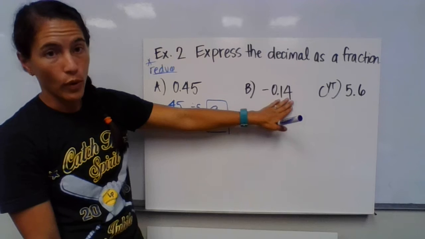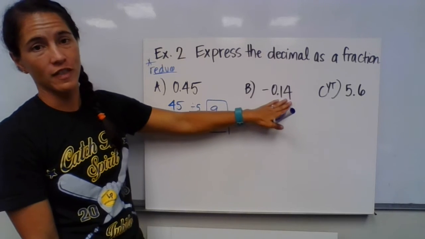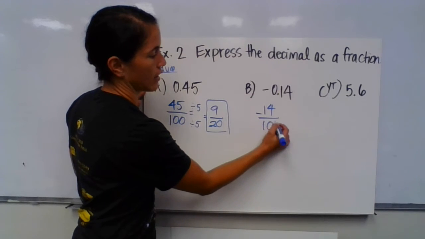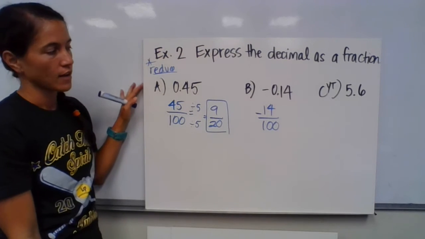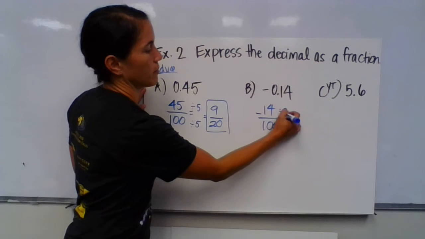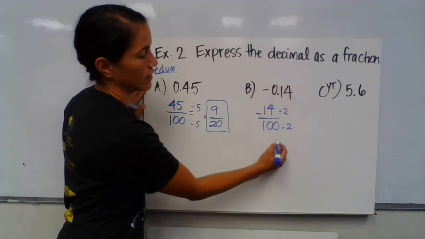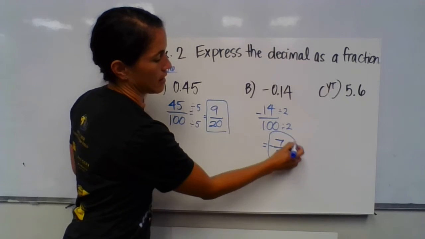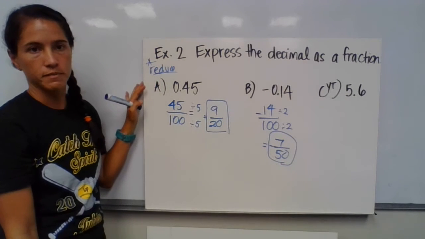Example B, 0.14 doesn't help you, but if you know that this is negative 14 hundredths, then you can go ahead. Don't forget your negative sign. You reduce, so you would divide them both by 2 because they're both even. And we would get negative 7/50.